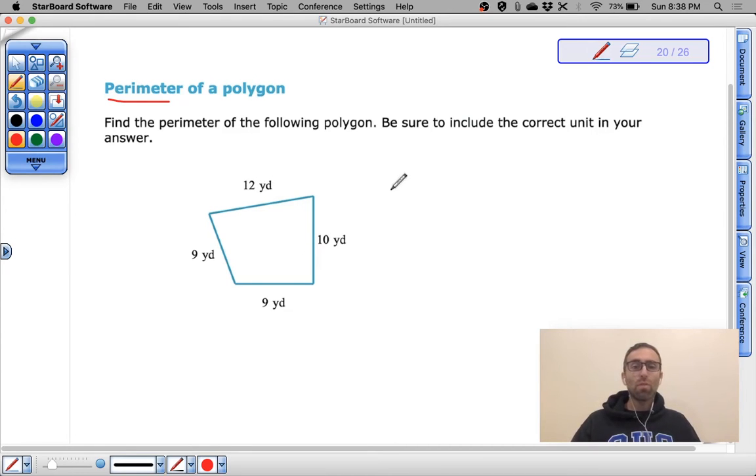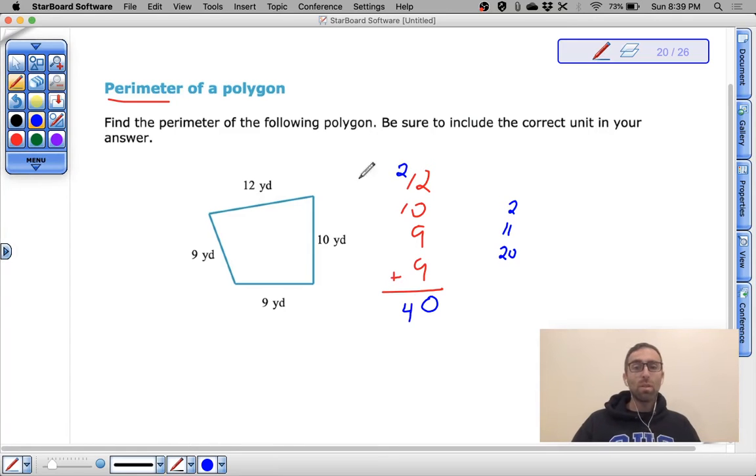So let's start off with our first measurement here. We're going to say this is going to be a 12 plus a 10 plus a 9 plus another 9. So those are all the numbers we have here on our polygon. So let's start by adding up 2 plus 0. I get an answer of 2. Put that over the side here. 2 plus 9, I have 11. 11 plus 9 is going to be 20. So I'm going to take the 0 and put that over on the bottom and bring the 2 up onto the top. 2 plus 1 is 3. 3 plus 1 is 4. And I have an answer of 40.